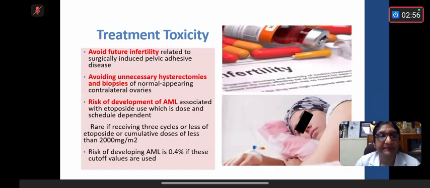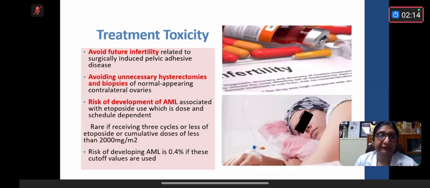Always remember, because these patients are young and you have to maintain fertility in most of them, think about the toxicity, and this toxicity can be related to the surgical intervention or to the chemotherapy drugs. So avoid future infertility related to surgery, because you need to reduce the pelvic adhesive disease, because if you are doing extensive surgeries, unnecessary hysterectomies and unnecessary biopsies, it can give rise to adhesions in the pelvis and can cause problems in fertility.